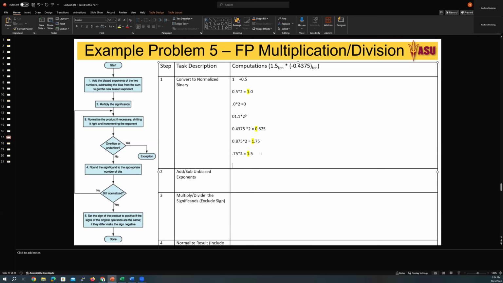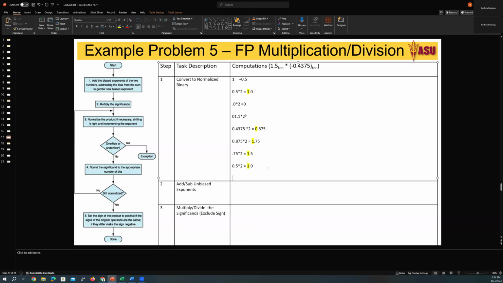Now we're going to do 0.5 times 2, which gives us 1.0. And we get to keep this 1 as part of our binary. And because we hit a 0.0, we know we are done with this math. So basically, the answer to the conversion of 0.4375 to binary is going to be 0, point, everything in yellow from top to bottom. So 0.0111.